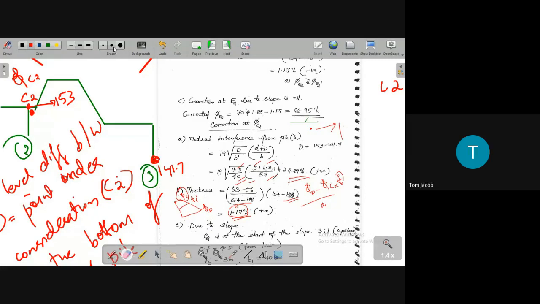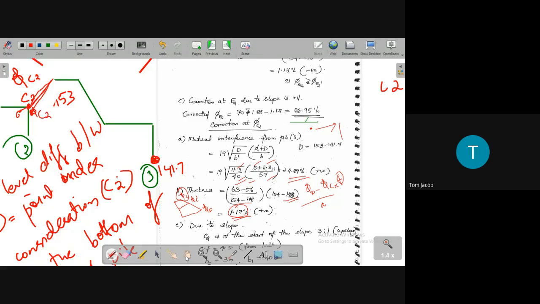Okay. Here it is at the start of the slope. So the point C2 is at the start of the slope. In this case, we have to apply the correction for C2 only. Even if the pile is at the start of the slope, point E2 is here. Point C2 is the point at which we apply the correction for the slope.